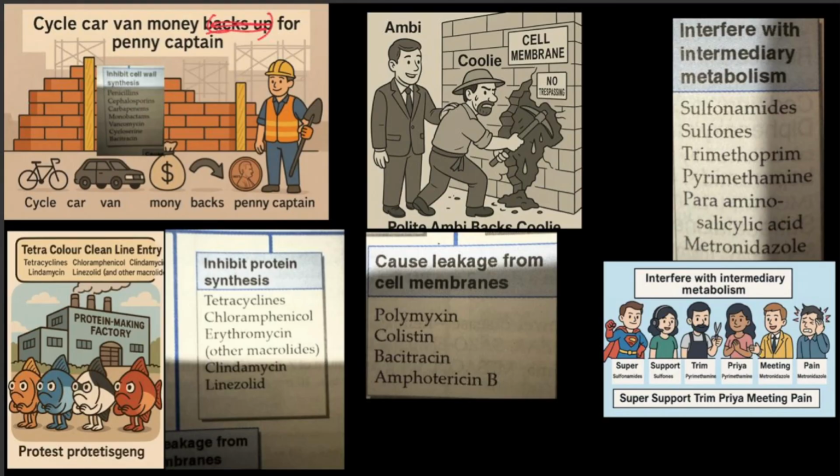Moving on to the second class, that is the antibiotics that cause leakage from cell membranes. Now the membrane breakers. For this next set of mnemonics, you can use our Cooley sir. You can visualize him as Rajni sir. This is where Rajni sir makes his cameo, and our Ambi from the movie Anniyan also makes his cameo. So polite Ambi backs Cooley in breaking cell membranes by causing pores in the cell membranes. Polite Ambi stands for polymyxin and amphotericin B, and backs for bacitracin.